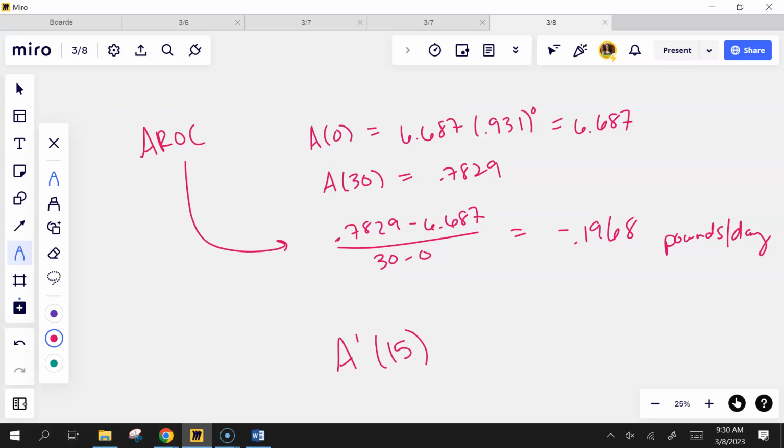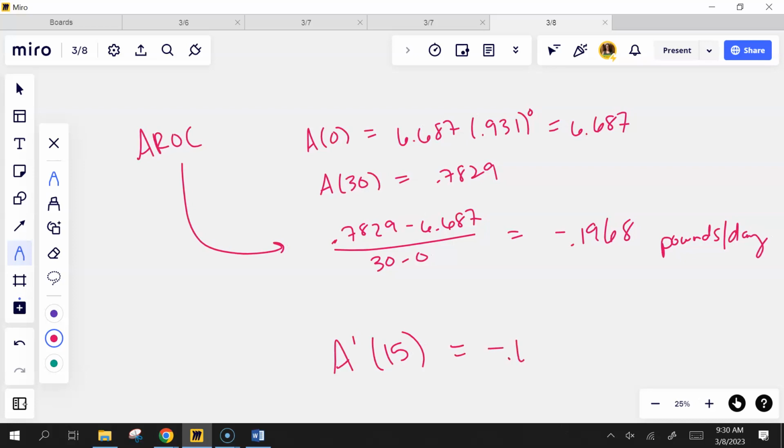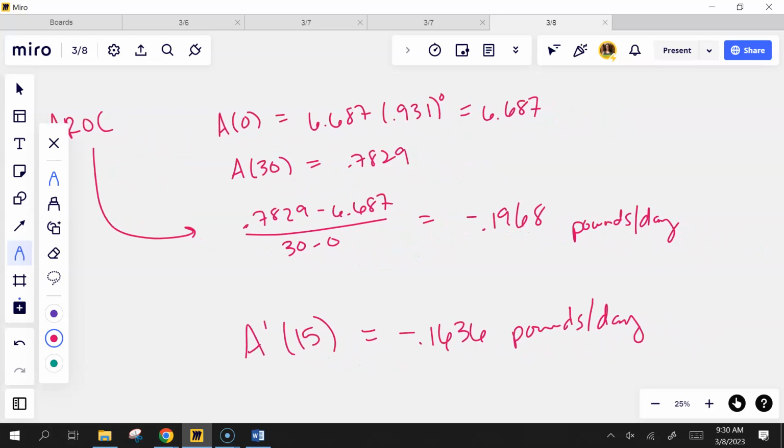I literally on mine put A prime of 15 equals negative 0.1636 pounds per day. That gets you 1 point, just like that. Nothing else, just that. It is a calculator problem, and they expect you to use your calculator on it. You would probably lose that 1 point otherwise. So I would put A of t into y1, and then I would do nDeriv, y1 with respect to x, and then you put where you want to evaluate it. So it's 15.